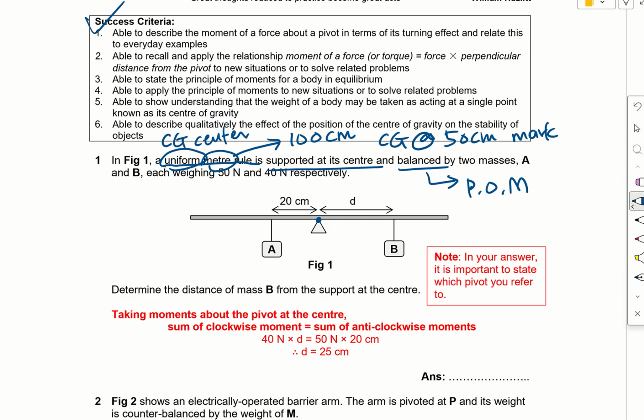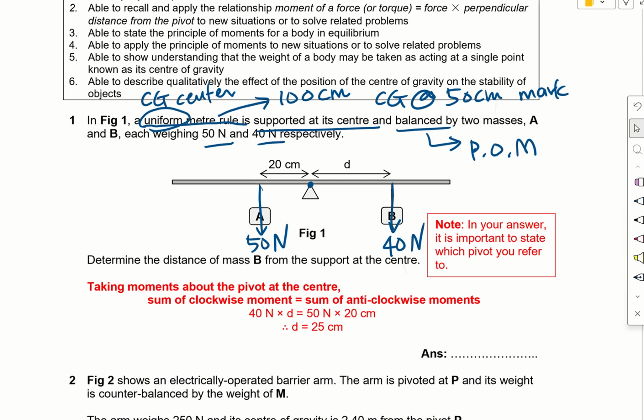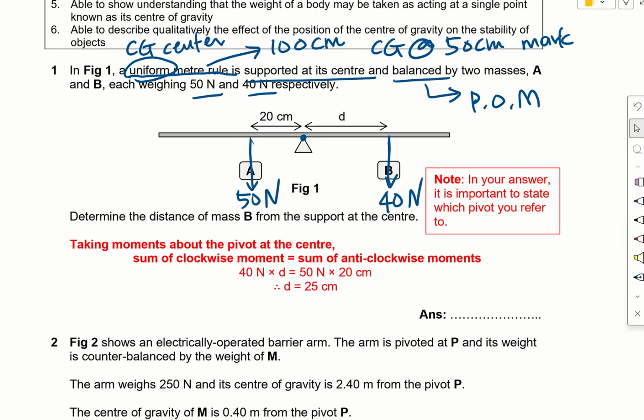Right, A and B each weighing 50 Newton and 40 Newton respectively. So I draw the forces here. For A, it is 50 Newton. For B, it is 40 Newton. Okay, so these are the two forces acting on the rod.